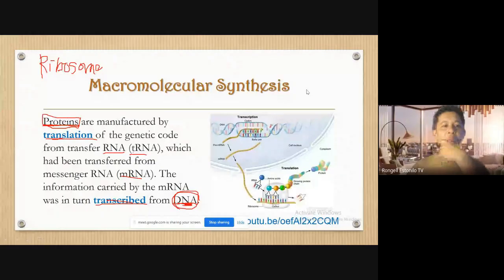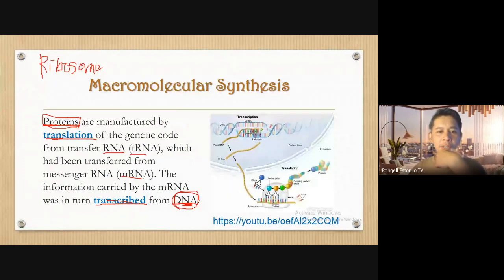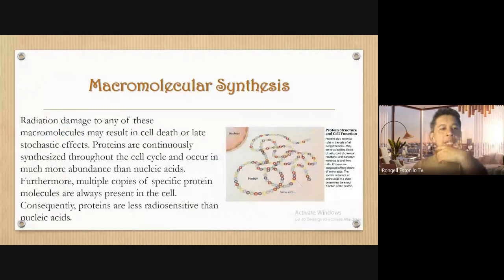So again, to make protein, we first need a message from the DNA. The message is transcribed. So we first need messenger RNA and transfer RNA down to the ribosomes. Next, we have the molecular synthesis.